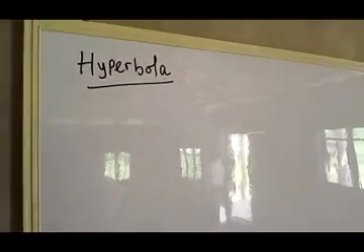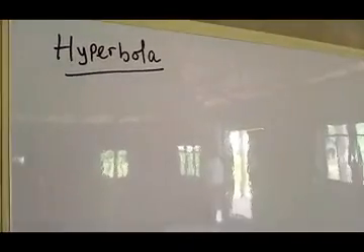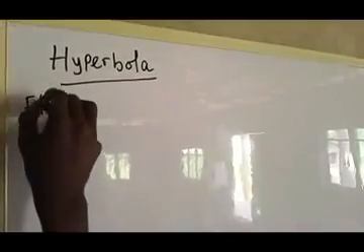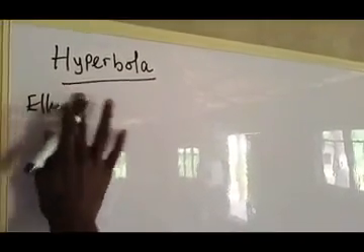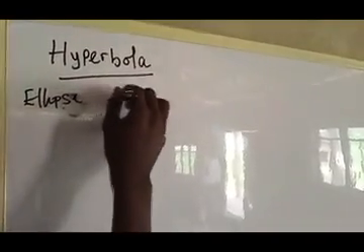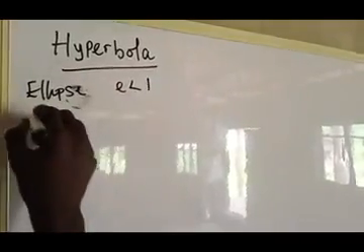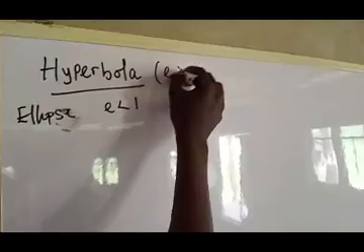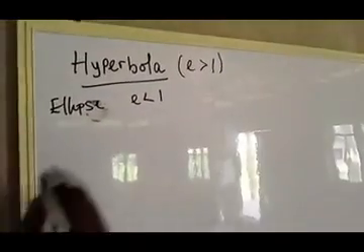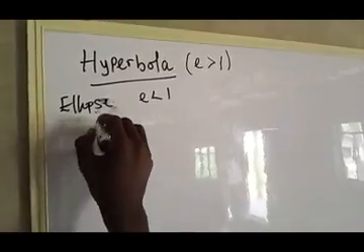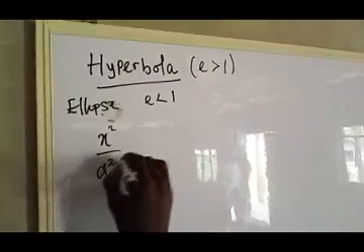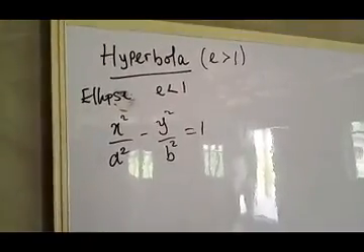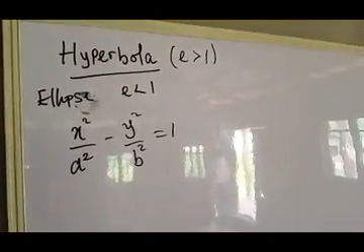So in the last class, we discussed ellipse, and in today's class, we're talking about hyperbola. When we discussed ellipse, we said that our eccentricity under ellipse is always less than 1. Under hyperbola now, our eccentricity is always greater than 1. And hyperbola has a standard equation: x squared over a squared minus y squared over b squared equals 1. We are going to see some examples under this today as we continue.